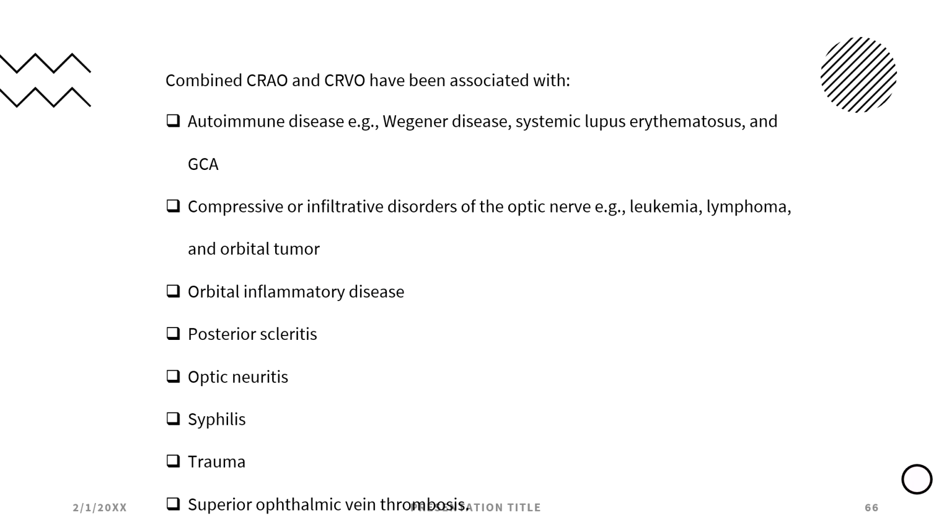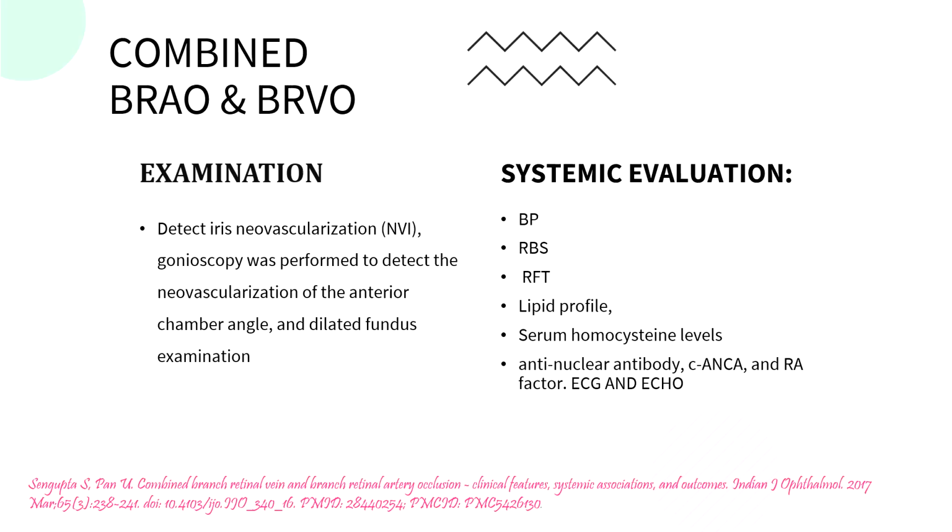The combined CRAO and CRVO has been associated with autoimmune diseases such as Wegener disease, systemic lupus erythematosus, and giant cell arteritis. Other causes include compressive or infiltrative disorder of the optic nerve, orbital inflammatory disease, posterior scleritis, optic neuritis, syphilis, trauma, and superior ophthalmic vein thrombosis. Combined BRVO and BRAO.